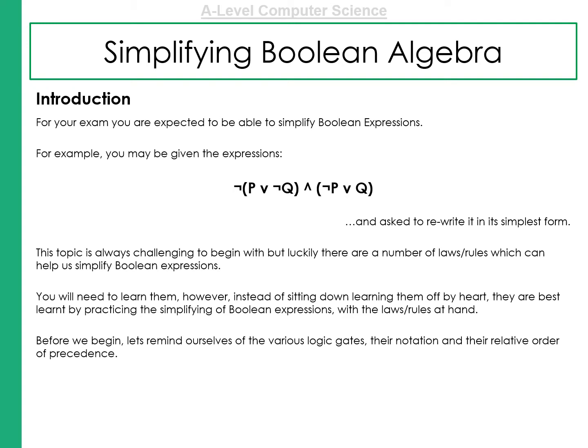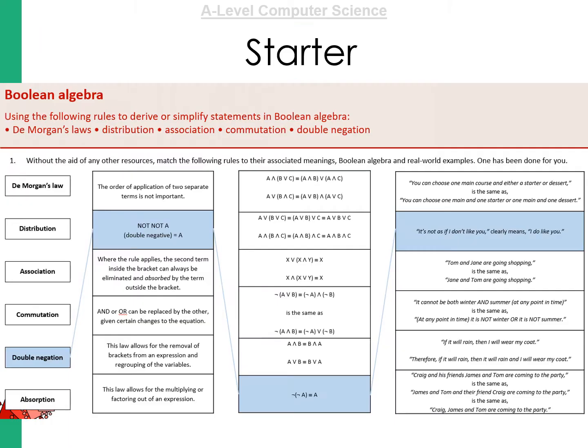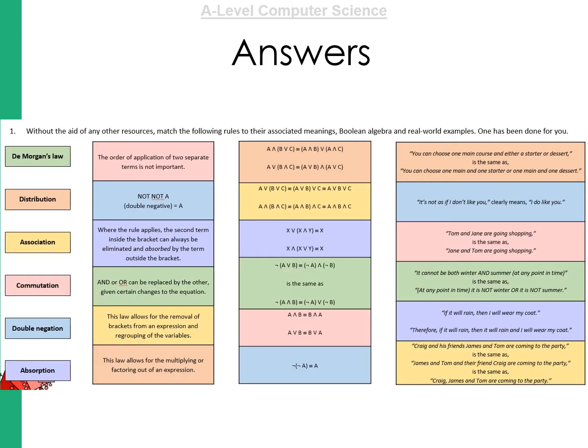Let's remind ourselves of a few of the various logic gates and their notations, just to ensure that we're happy with these. Task number 1. See if you can link up all the different laws. Change the colours of the boxes and we'll have a look at the answers shortly. Here are the answers. Did you get them all correct?